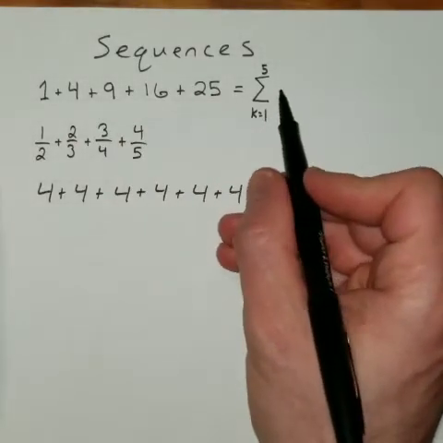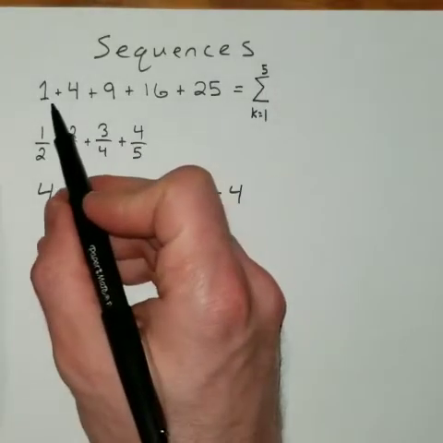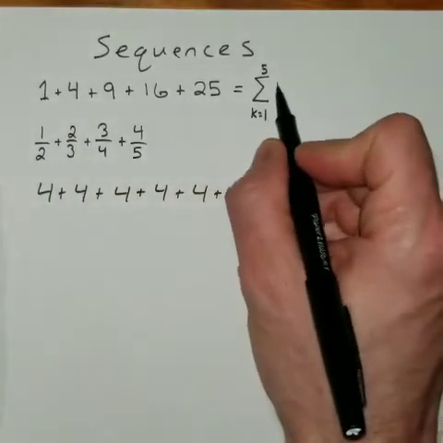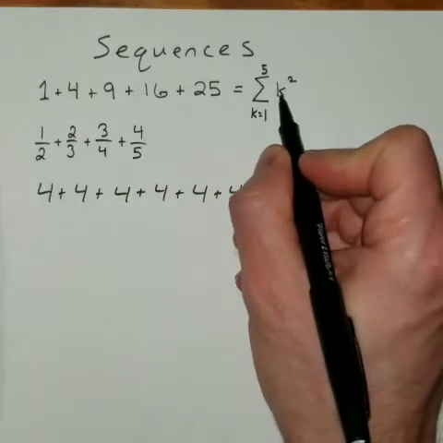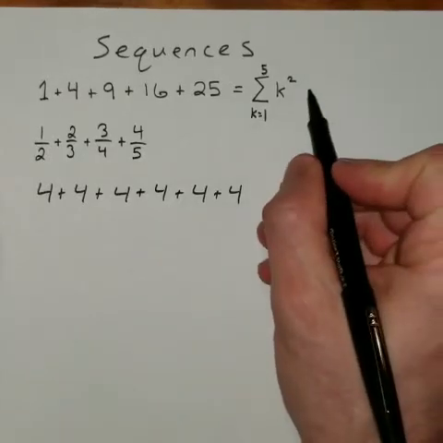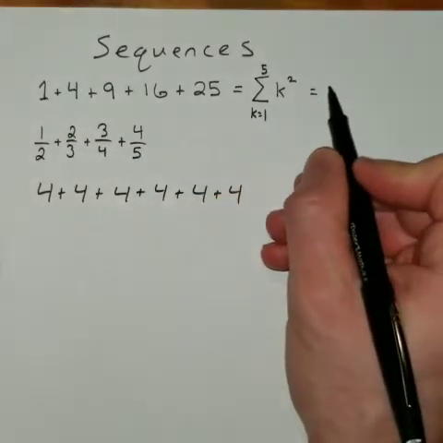And then next to the sum, we write out the expression that defines this pattern. In our case, it'd be k squared, the position squared. Okay? And so there's our summation notation for that sequence. And then obviously we just said if you were to add those up, you would get, what did I say, 55?